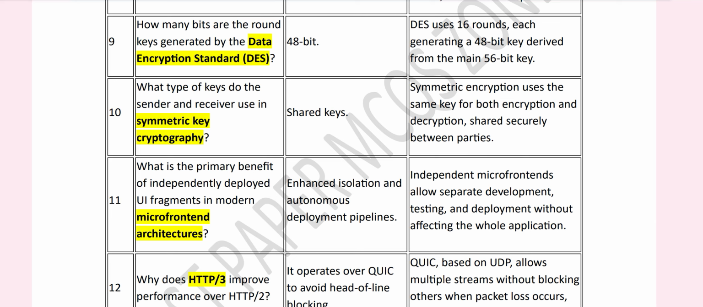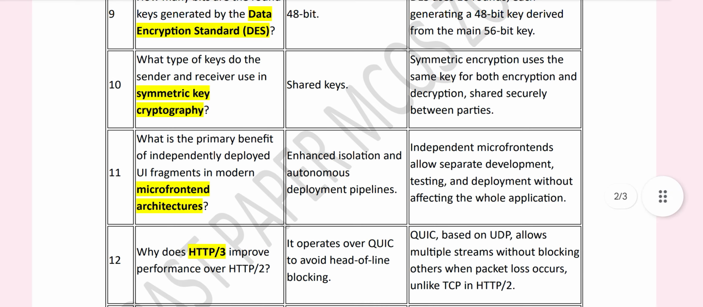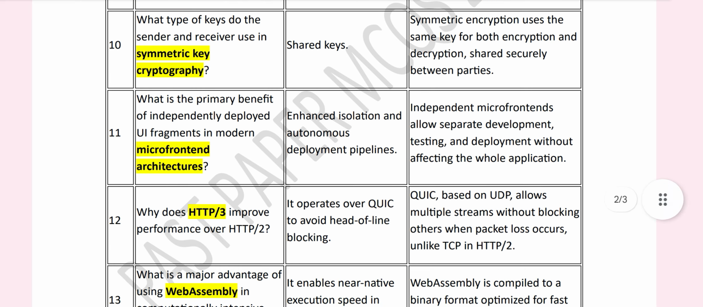Question number 10 is, what type of key do the sender and receiver use in symmetric key cryptography? Right answer is shared key. Symmetric encryption uses the same key for both encryption and decryption, shared securely between parties.